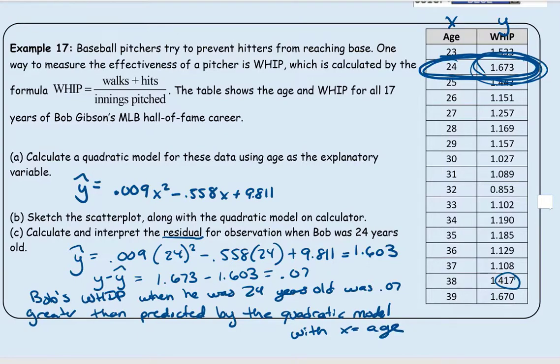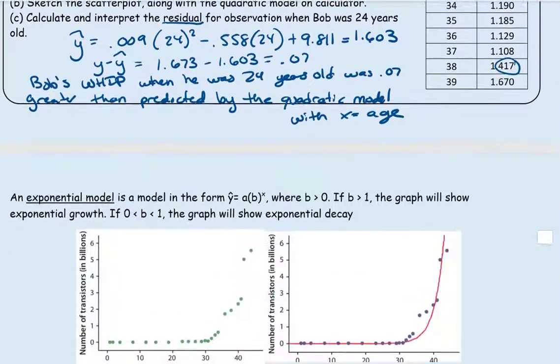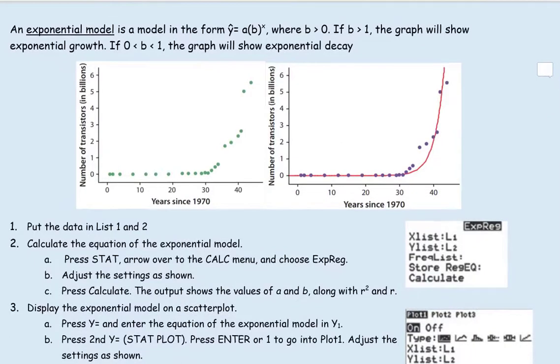So this is how you would solve a quadratic model problem, but it's not just quadratic models that we can look at. We can also look at exponential models. So an exponential model is a model in the form of y hat is equal to a times b to the x power, where b is greater than 0. So b is always greater than 0. Now if b is greater than 1, the graph will show exponential growth. It'll go up. But if b is between 0 and 1, the graph will actually show exponential decay.